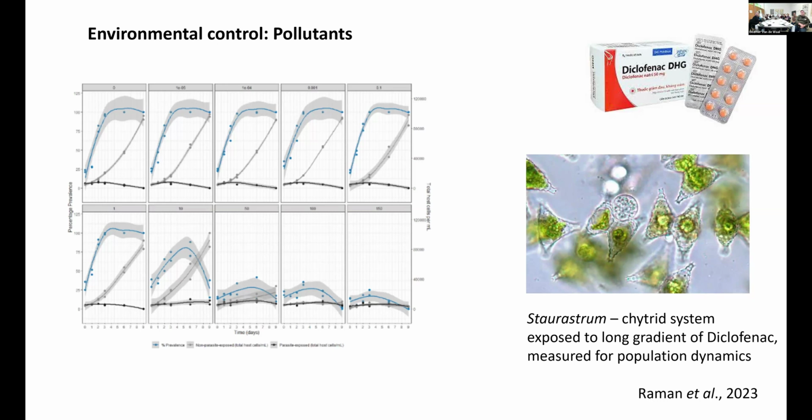But what was still interesting is that the host actually was a little bit better at dealing with that amount of diclofenac than the parasite. So there was again a situation where it was really not ideal for the host to survive long term as a healthy population, but the parasite was even less able to deal with it. So you can get these pockets of windows of opportunity for disease-free growth.